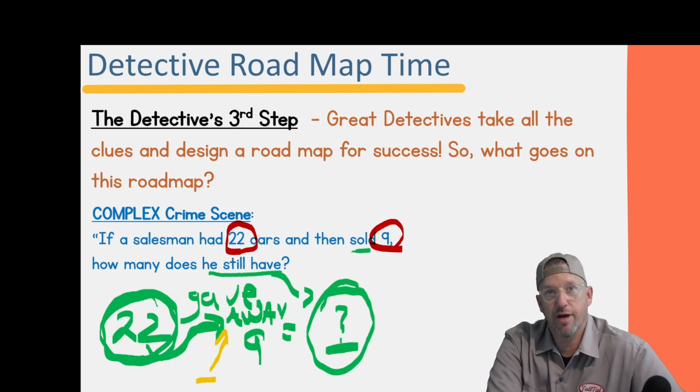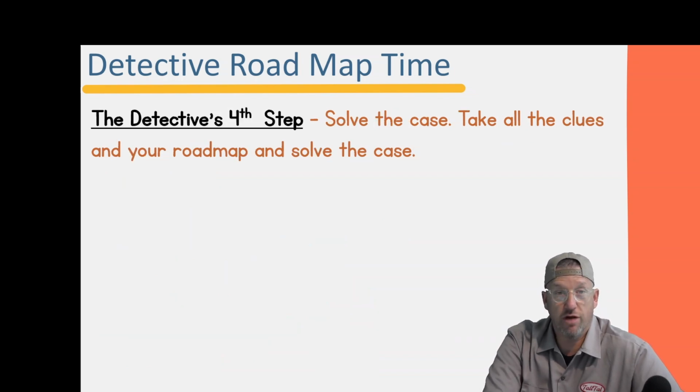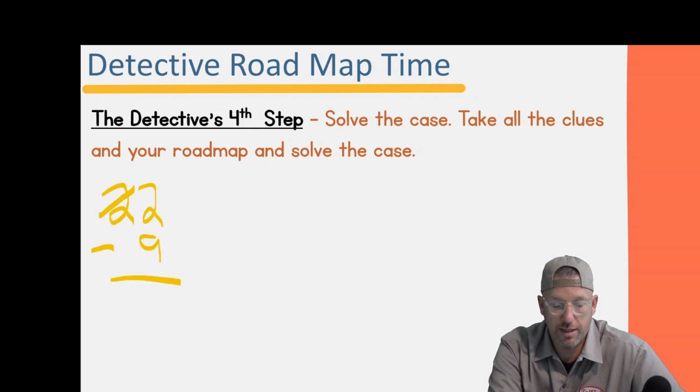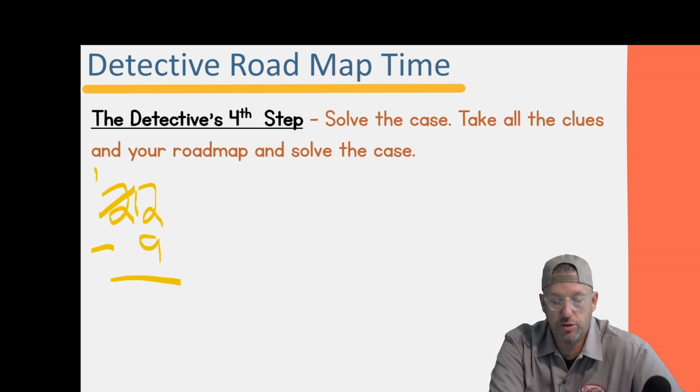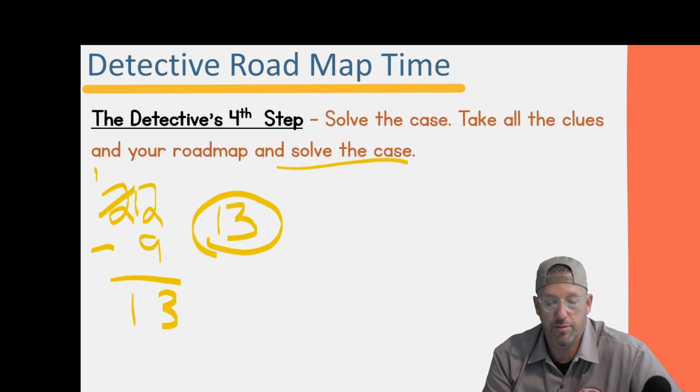So now we've got our roadmap. We've talked about our clues. We've figured out what our buzzwords are. We've drawn our map, which tells us he had 22 and he gave away, which we know means subtraction, 9. And that leads us to our fourth step. Solve the case, which means do the work. So we had 22 and we subtract 9. Okay, and what is 22 minus 9? Well, I can't take 9 away from 2, so I borrow. And he has 13. So how many, take all the clues and solve the case? Well, he has 13 cars left. That would be the answer to our problem.